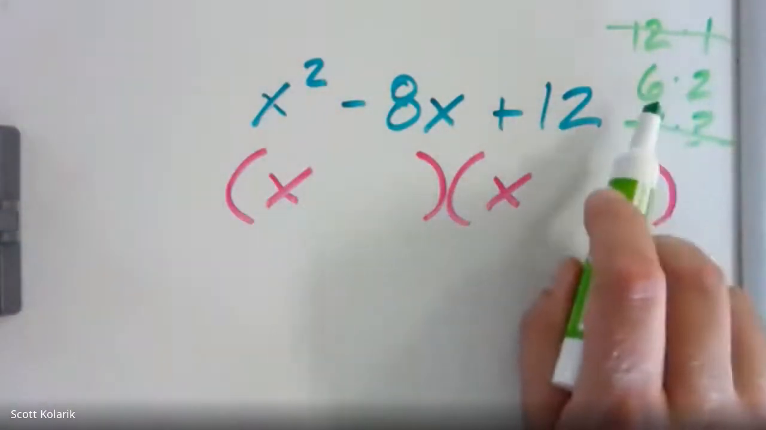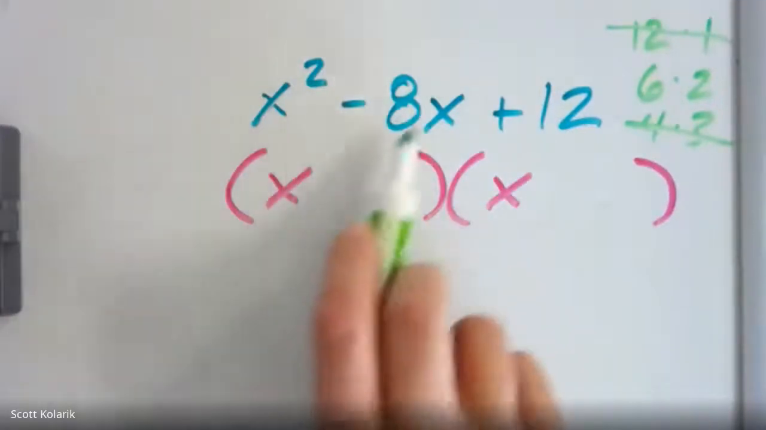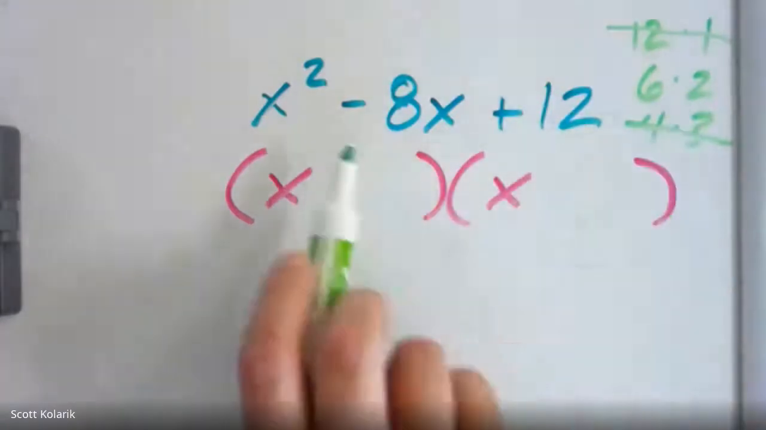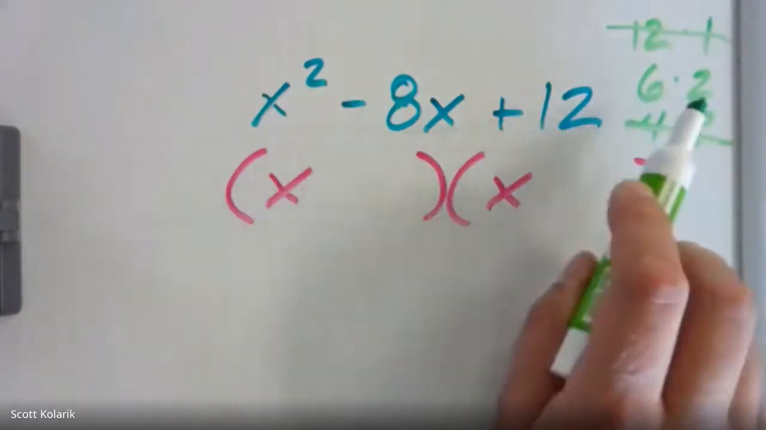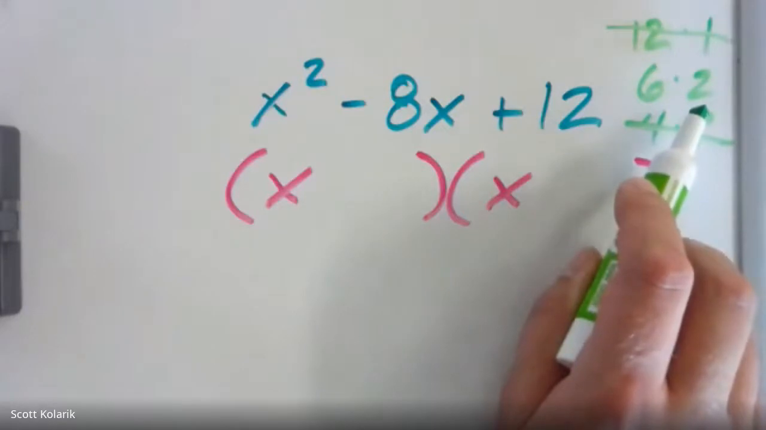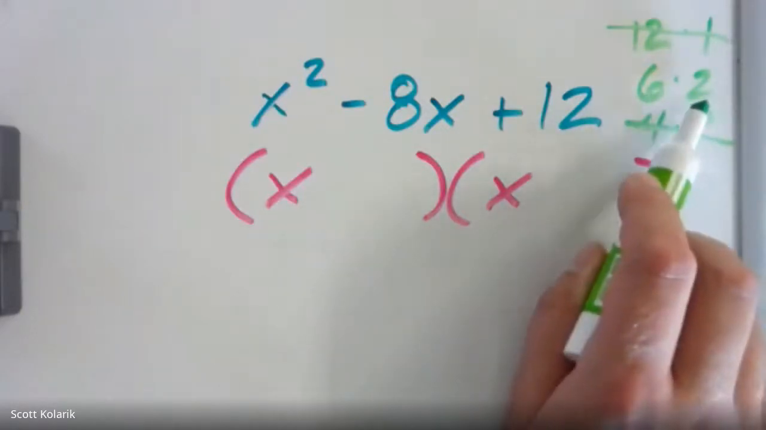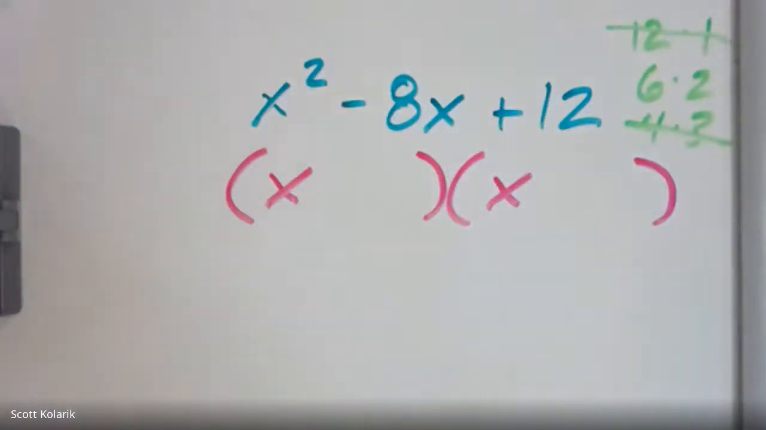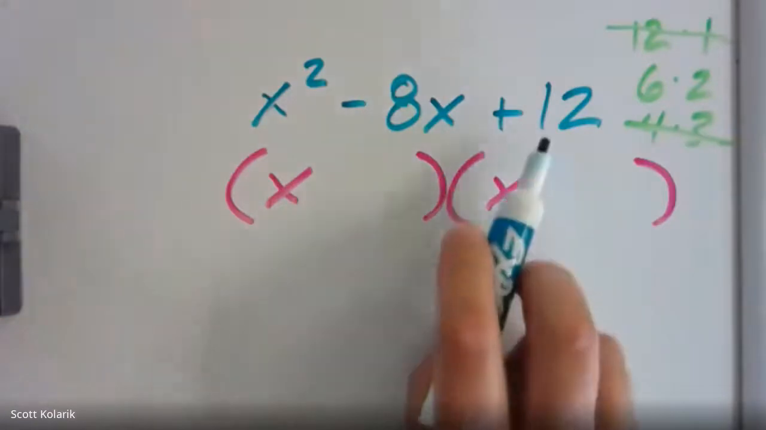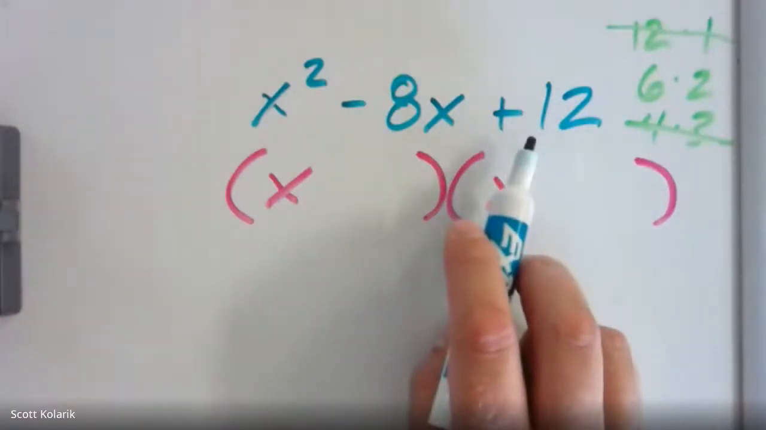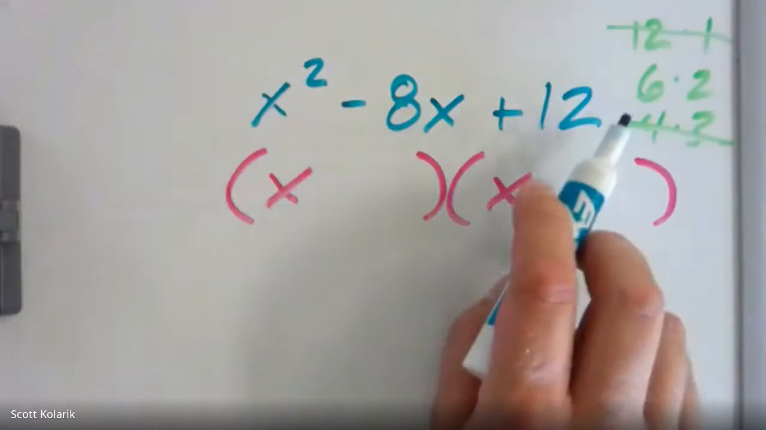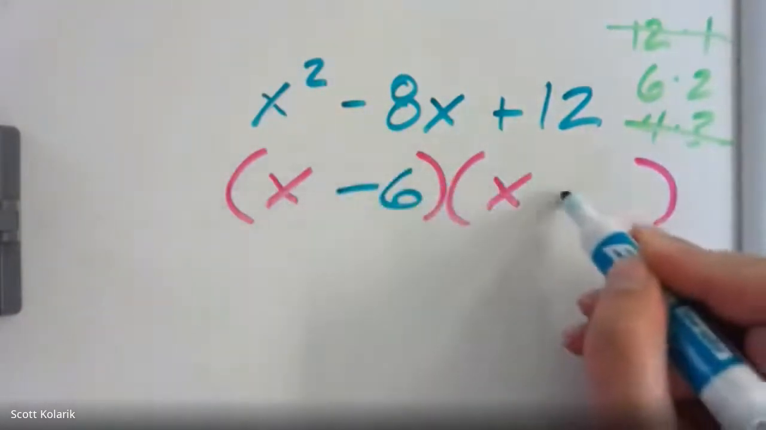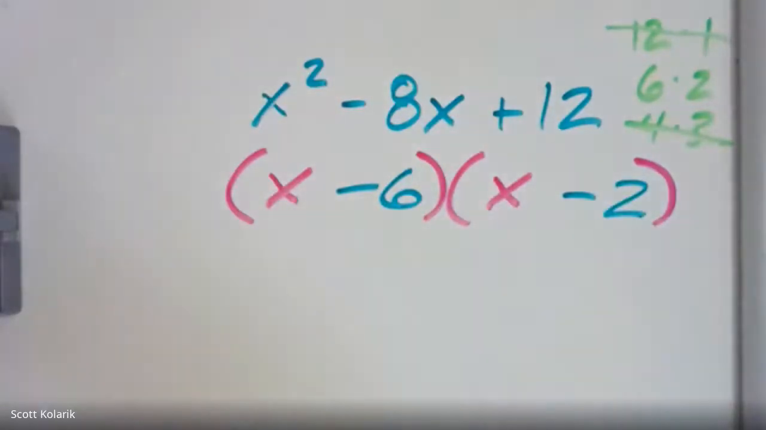6 and 2, as many of you have probably realized by now, can combine to give me an 8. But 6 plus 2 is positive 8. So how do I get to a negative 8? If both of these are negative. And is that possible? Does a negative 6 times a negative 2 give me positive 12? Yes, because the negatives cancel. And so to answer this question right here, what two numbers multiply to give me positive 12, but also add to make negative 8? Negative 6 and negative 2. That negative 6 and negative 2 are what go into that structure.